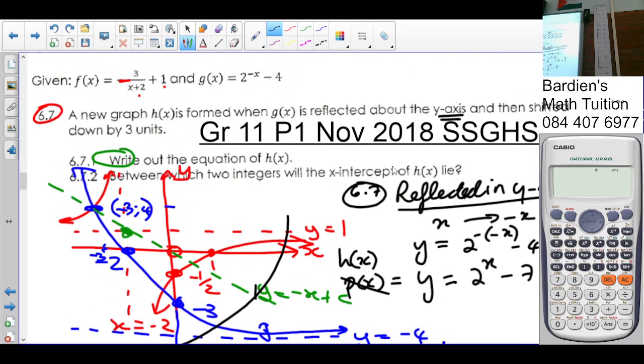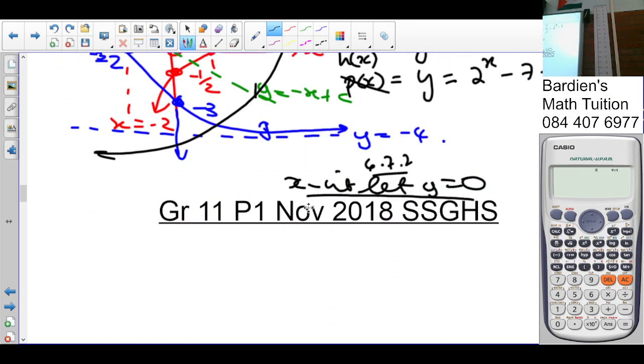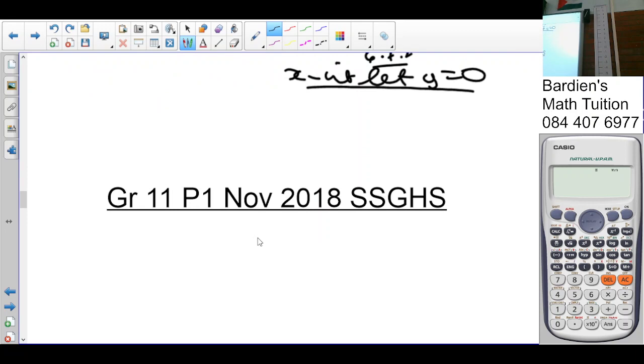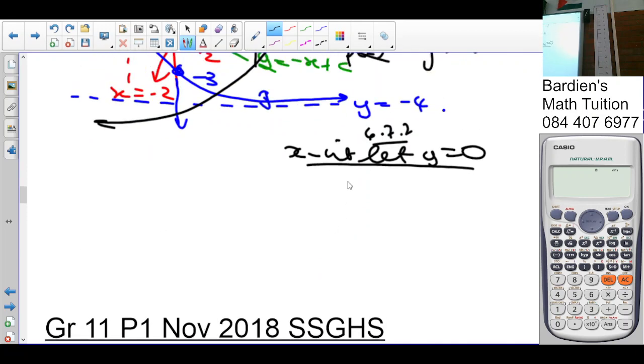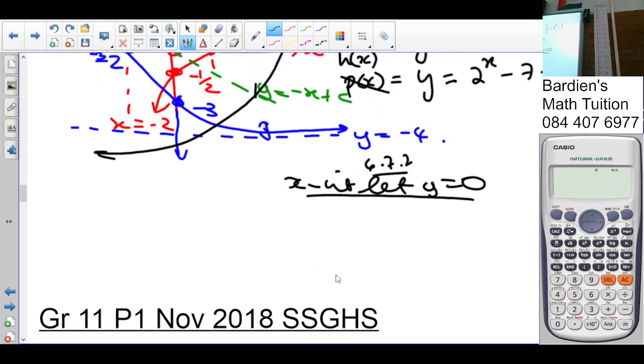Just coming back to this, I know it's a bit messy at this point. So your x-intercept at y equal to 0, that is the equation we're looking at. So 0 is equal to 2 to the x minus 7. Take 7 over the equal sign, so 2 to the x is equal to 7. So what do I do now? How do I solve for x here? We can do inspection, not so?